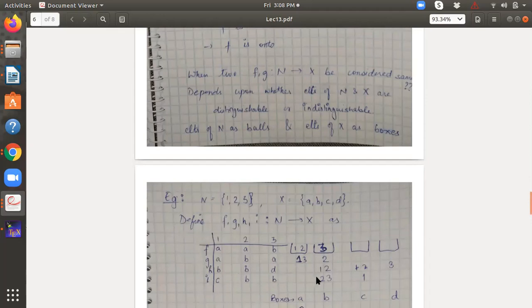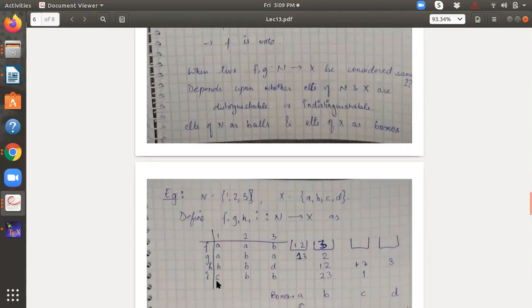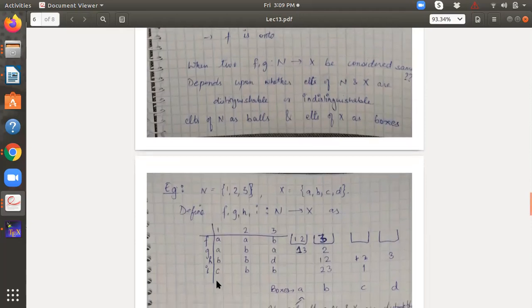Here itself, if one of the functions was injective, then you could not have achieved this, correct? If it would have sent one ball, if it would have sent so that one box contains at most one ball, then you would not have gotten all the functions to be equivalent, correct? Yes.